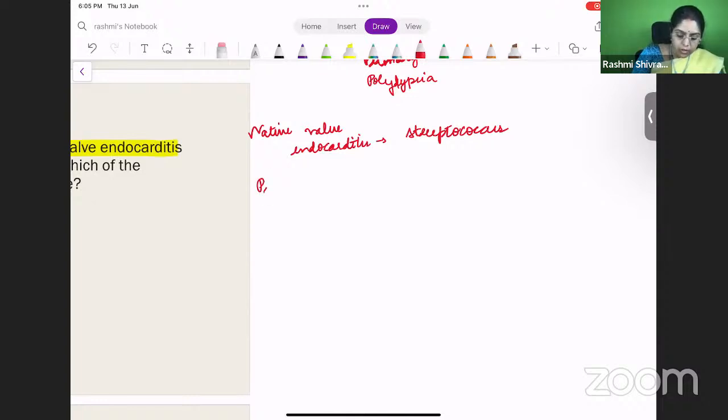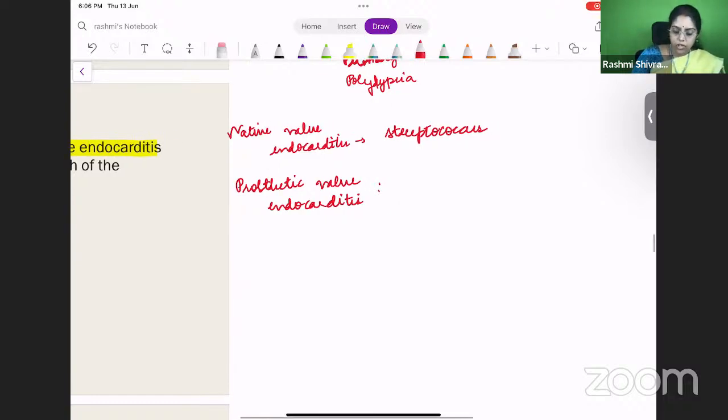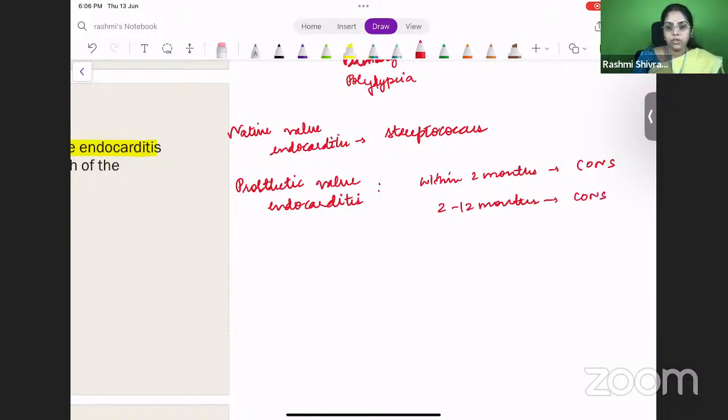So when it comes to prosthetic valve endocarditis, we need to remember the duration after the surgery. How do we think about the duration? First, if it is within 2 months, it is most likely due to CoNS, coagulase negative Staphylococcus. Within 2 to 12 months, again, it is CoNS. So essentially, within the first year, it is most likely due to CoNS.